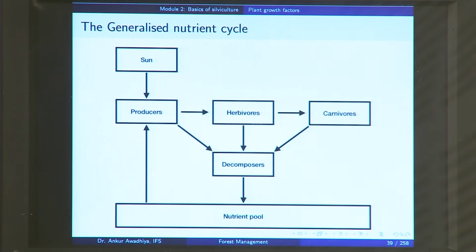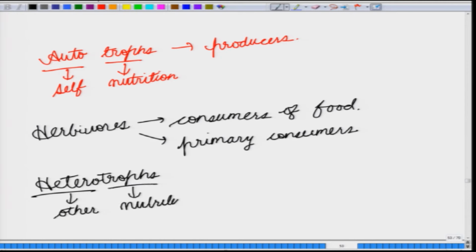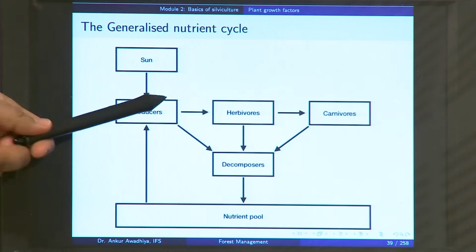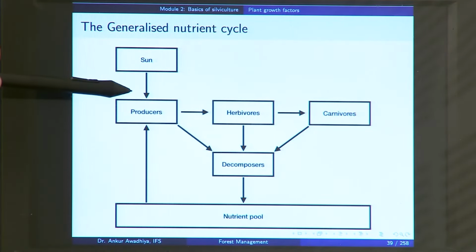Now, herbivores are also known as heterotrophs. So, hetero is other and trophy is nutrition. So, they are getting nutrition from others. So, these are heterotrophs. So, producers are the only autotrophs, rest all of these are heterotrophs. So, the energy and nutrients have now moved to herbivores.